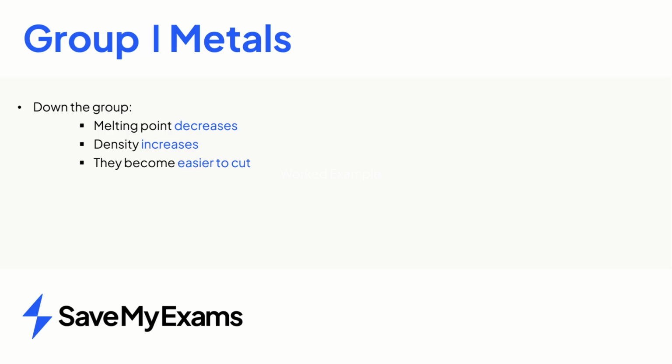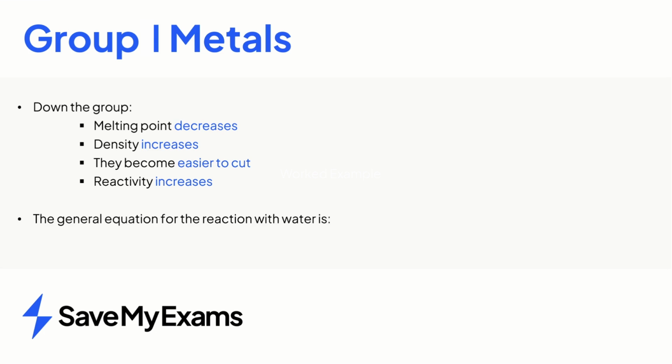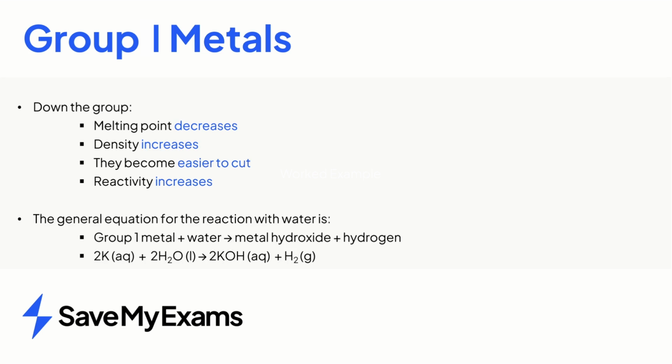In summary, you need to know that down the group, the melting point decreases, density increases, they become easier to cut, and the reactivity increases. The general equation for the Group 1 metals reacting with water is the Group 1 metal plus water gives metal hydroxide and hydrogen gas. The symbol equation follows the same pattern down the group. The only thing that changes is the metal itself.